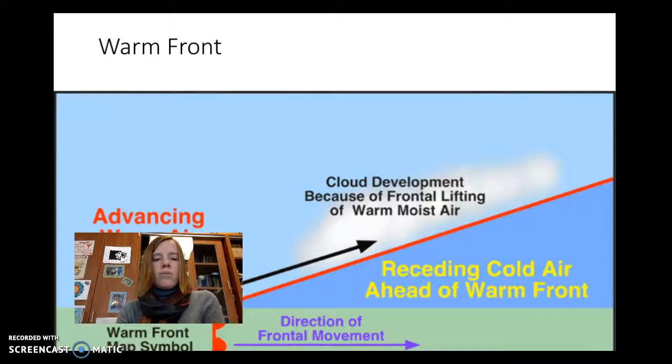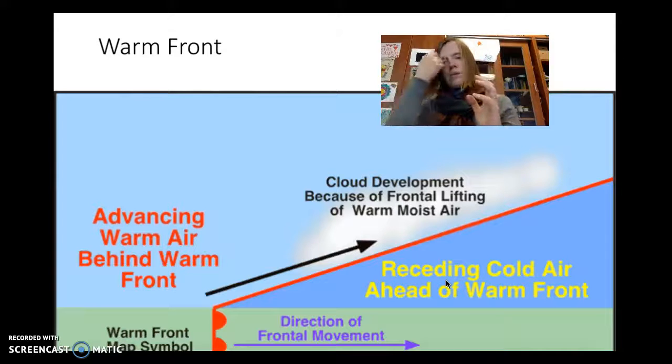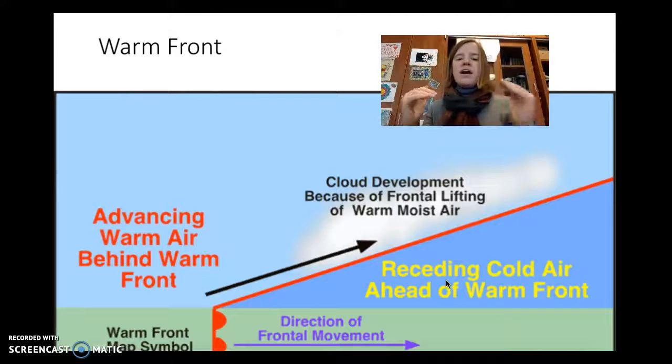Okay, so a warm front, you don't have to write anything down on the slide, I just wanted to show you the direction of the movement. Again, here's our front, but it's because you've got this cold air mass and this warm air mass, and the warm air is pushing the cold air. It's got more strength, so it's pushing that cold air, but the warm air is rising above the cold air because of the density of the warm air. So cloud development is forming. The cold air is being pushed away, but clouds are forming because that warm air is going above the cold air that used to be there.